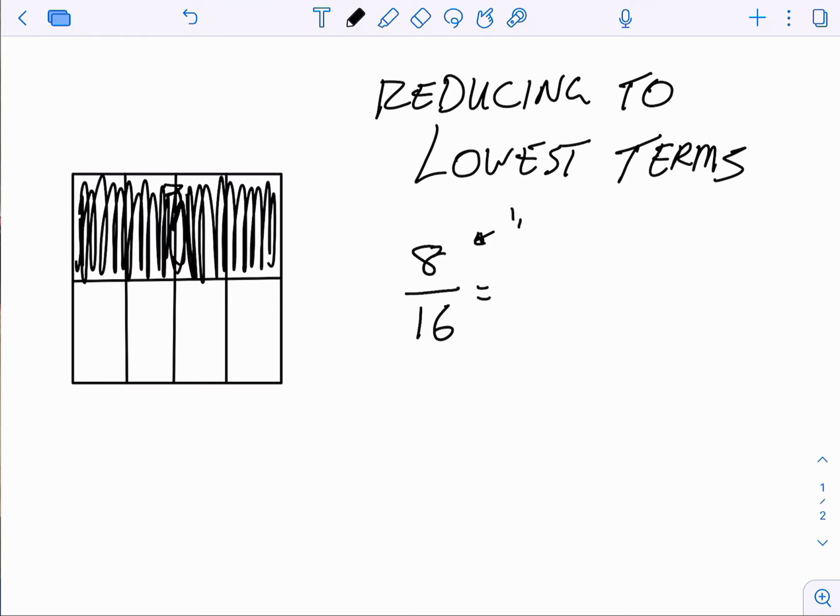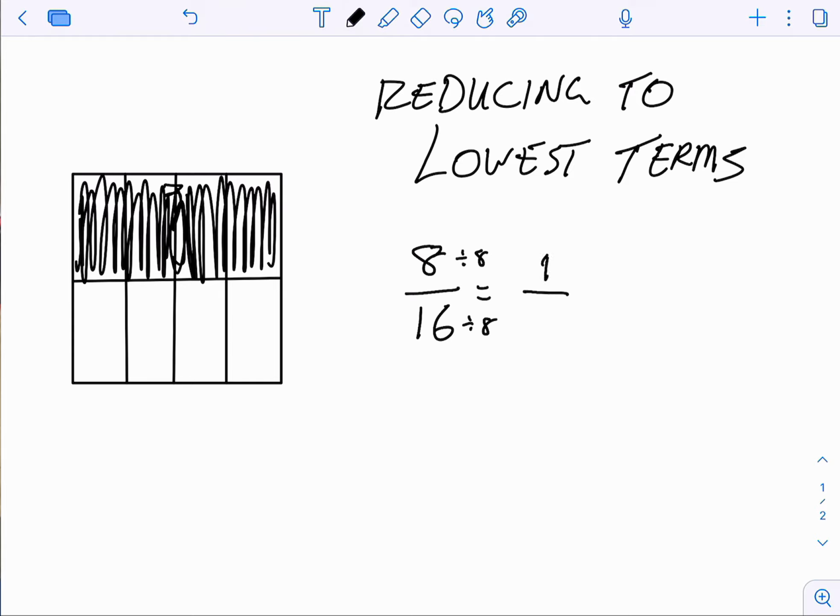When I'm reducing, I need to use the greatest common factor. The factors for 8 are 1, 2, 4, and 8. Factors for 16 are 1, 2, 4, 8, and 16. So what's the greatest or largest common factor, the factor that is in both sets of factors? That would be 8. So I will take 8 and divide the numerator and the denominator by 8, which will give me a new fraction, which is equivalent.